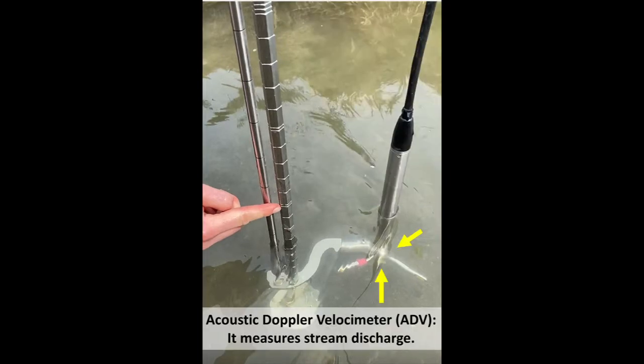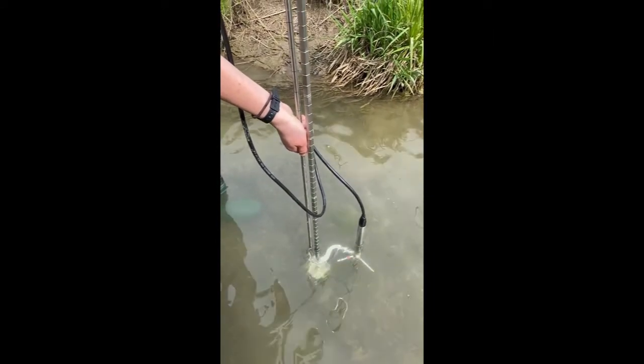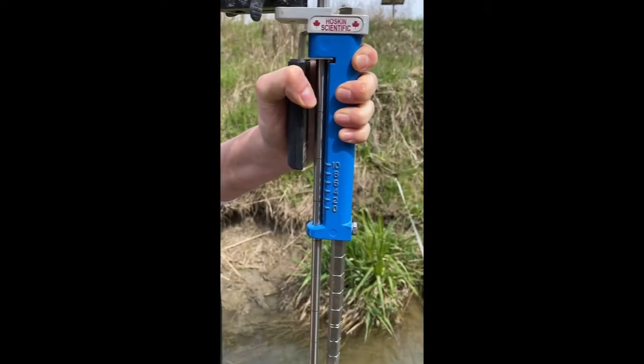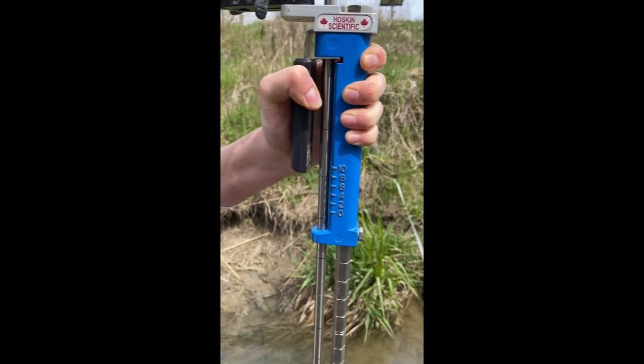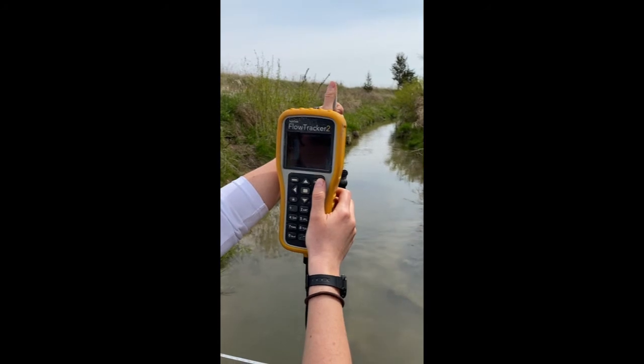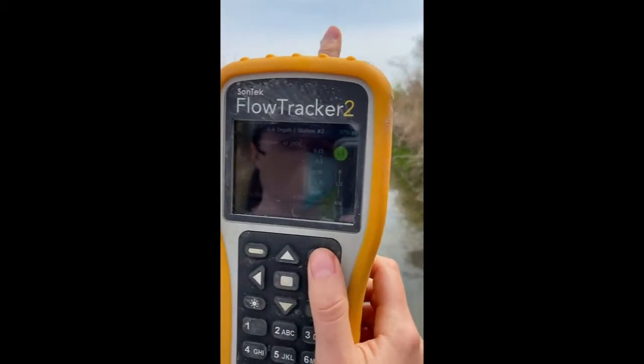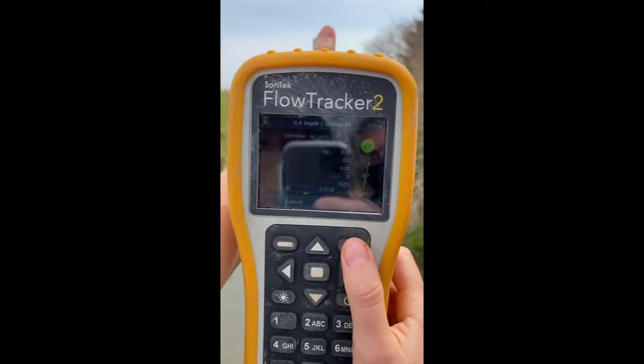This sensor, which measures stream discharge, is called an acoustic Doppler velocimeter. Adjusting the height on the wading rod also adjusts the height of the ADV sensor. The handle allows for precise height adjustments. Facing upstream against the flow current, we measure velocity for 40 seconds at each interval station using this handheld device.